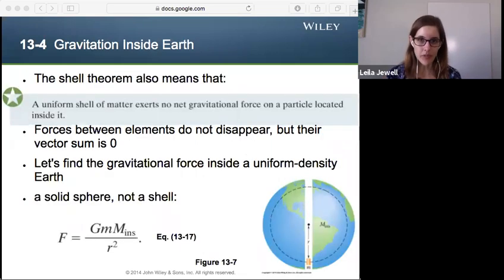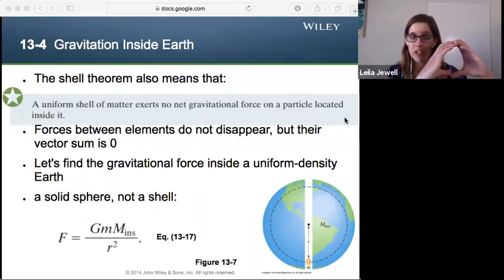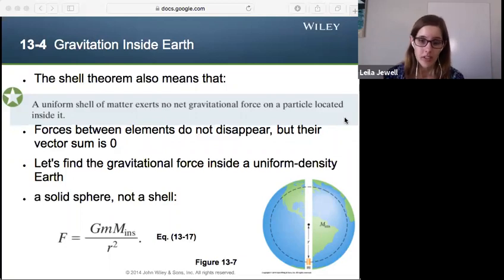So the shell theorem says, we already saw that if you're outside some mass that's a shell, then you can treat it as though all of the mass is at the very center of that shell. On the flip side, a uniform shell of matter exerts no net gravitational force on a particle located inside of it. So once you pass inside the shell, it's not that all of the forces disappear, but their vector sum comes to 0. So they all balance out no matter where you are inside that shell. So that's the most important part of this section.